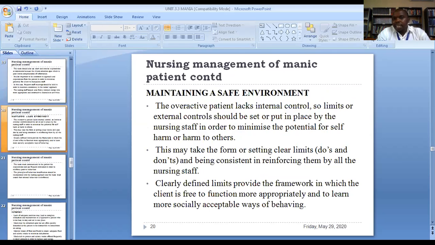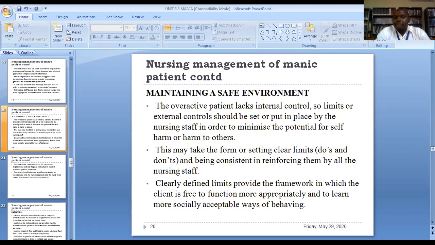So this may take the form of setting clear limits, meaning they should come up with do's and don'ts, and being consistent in reinforcing them by all the nursing staff. Not this nurse comes to try to reinforce this kind of activity, the other one is a bit on the reluctant side. All the nursing staff should come up with the same way of handling this patient so that they realize actually to say, these nurses are serious with what they're saying and doing.